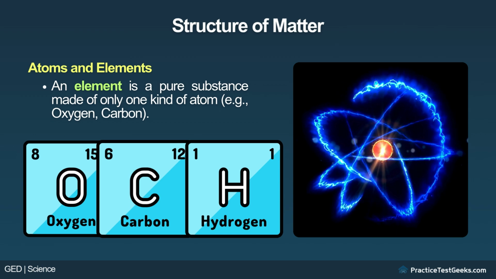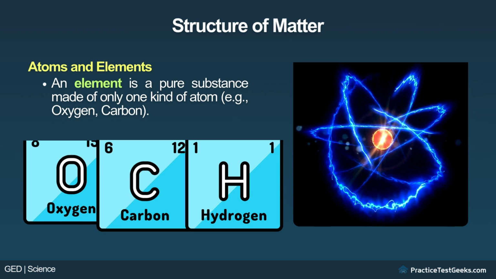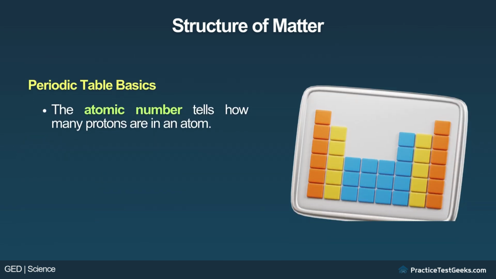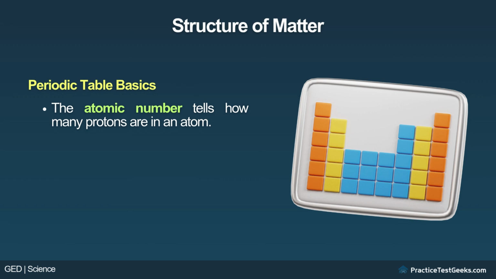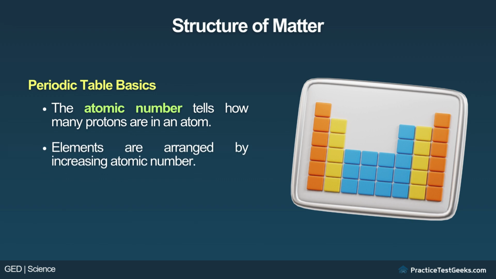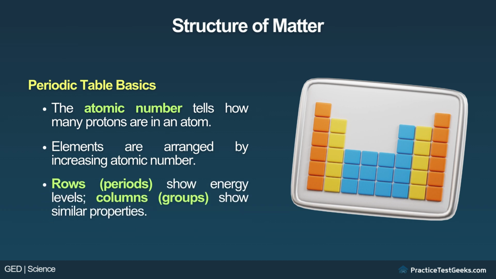To help organize all known elements, scientists use the periodic table. Each element has an atomic number, which tells us how many protons are in its atoms. The elements are arranged in order of increasing atomic number. The horizontal rows are called periods and show the number of energy levels. The vertical columns are called groups and contain elements with similar properties. Understanding how the periodic table works will help you answer many GED science questions.